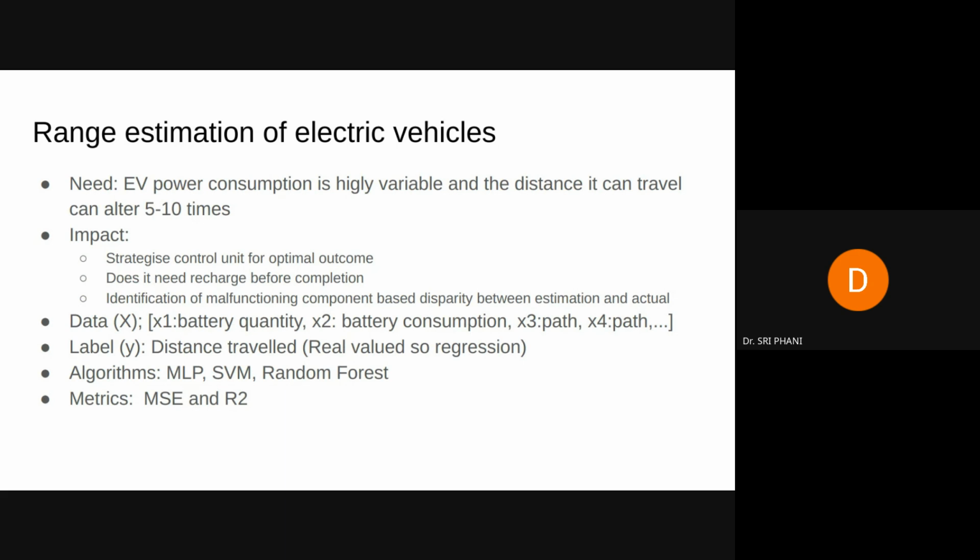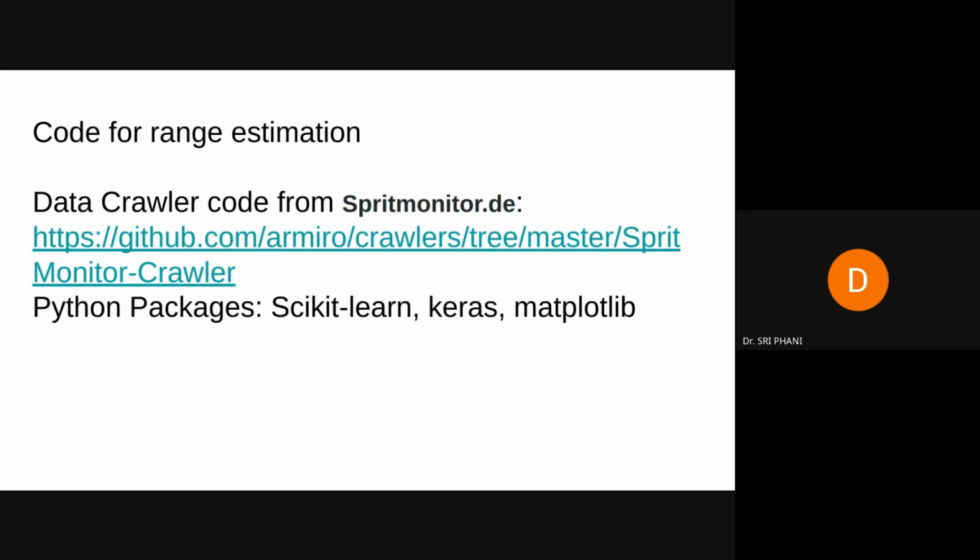This is a reiteration of the things I said in the previous presentation, but in a more elaborate way: how we have done that, and we have taken metrics like MSE and Pearson correlation, and the random forest is the best one. And this is the data set from which we have taken, and that is the data crawler code for sprintmotor.de. You can find it there. The Python packages that were used are scikit-learn, Keras, and matplotlib. scikit-learn inherently can do your SVM, random forest, Bayesian trees, and neural networks. But to involve deep learning, we have taken up Keras.